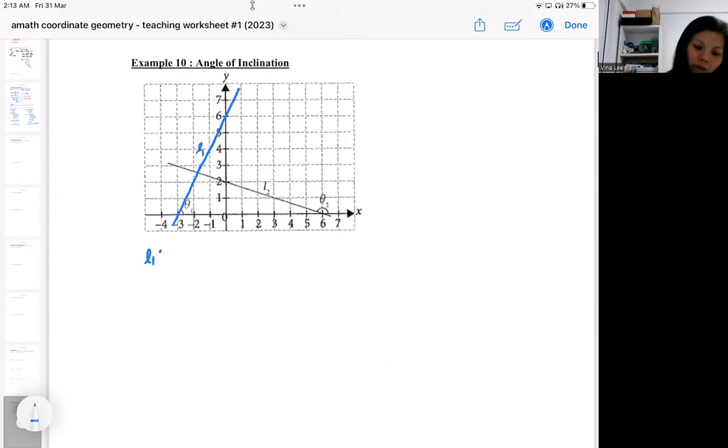On this line, I'm trying to get 2 points, so I'm trying to get 2 coordinates so that I can get the gradient. The angle that it makes with the axis is dependent on the gradient. If it's a very steep line, obviously the angle will be very big. So that's why I need to show you how gradient is related to the angle.